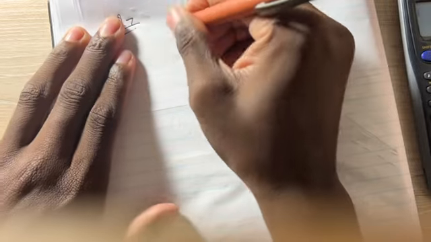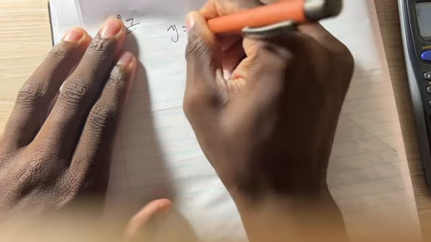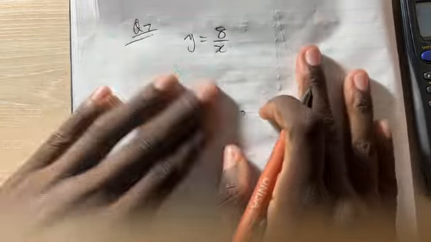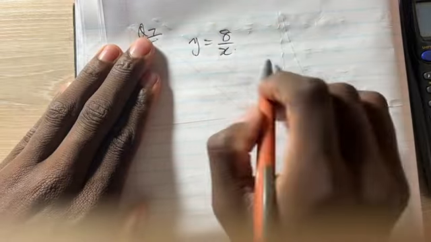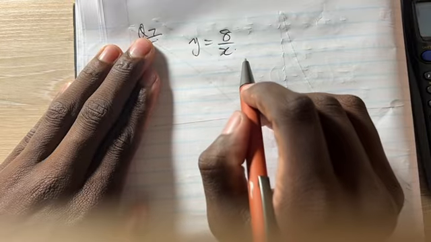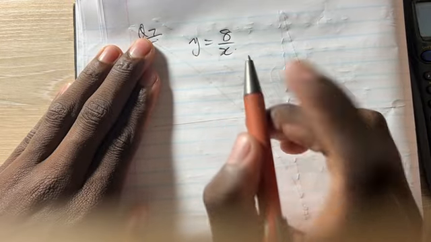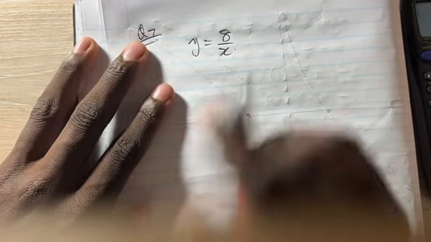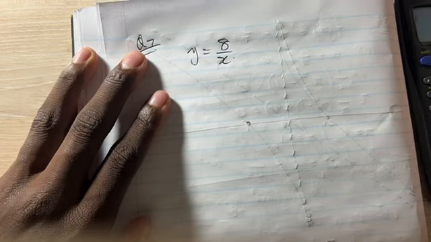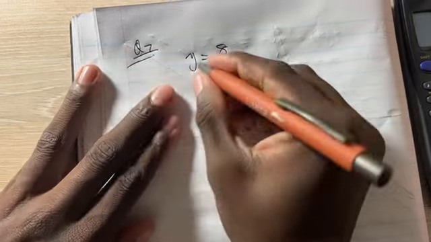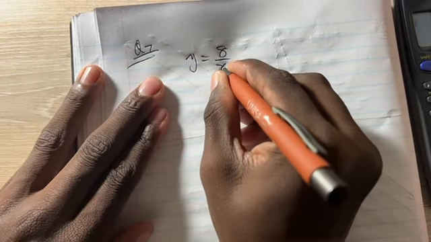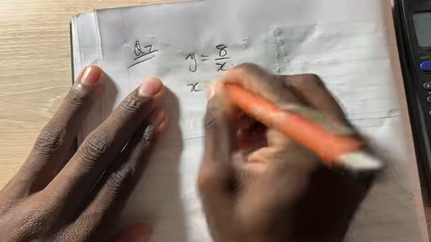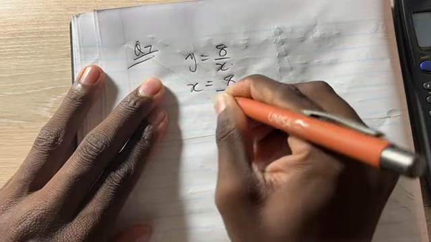So our equation was y equals 8 over x. They both change with respect to time. What I'm gonna want you guys to do is, for the sake of this, you don't really have to do it, but I'm going to do it. I'm gonna make x the subject. x equals 8 over y.